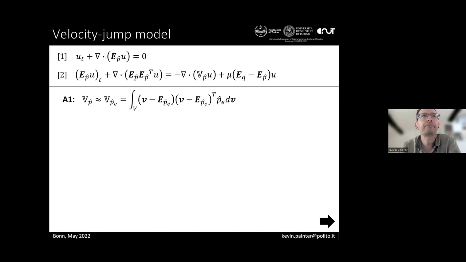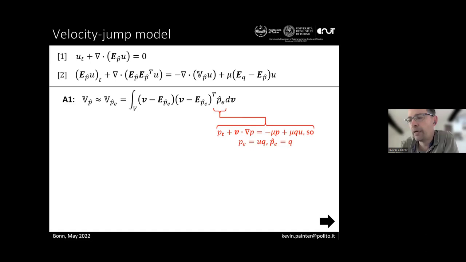What does the first assumption say? It says we assume that VP hat is approximately VP hat E, and VP hat E is, by definition, the variance of P hat E. When I talk about this as the equilibrium approximation, what I mean is, for P hat T, if we go back to my transport equation, it's simply when we set that equal to zero and solve for PE in terms of the right-hand side. So P hat E is simply going to be equal to Q.